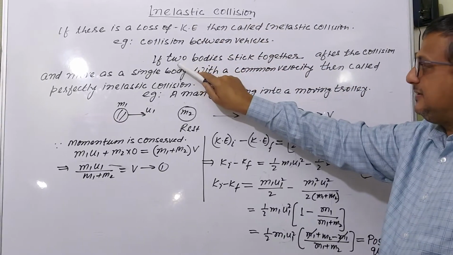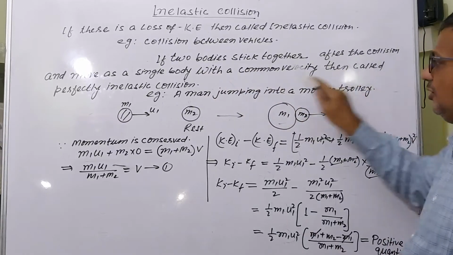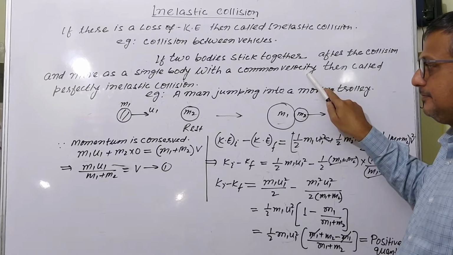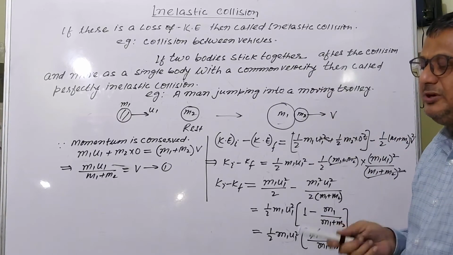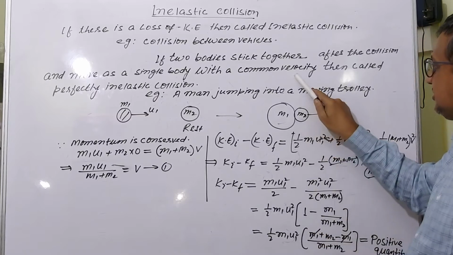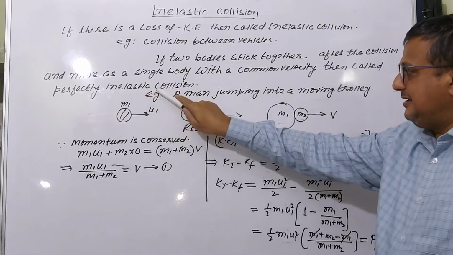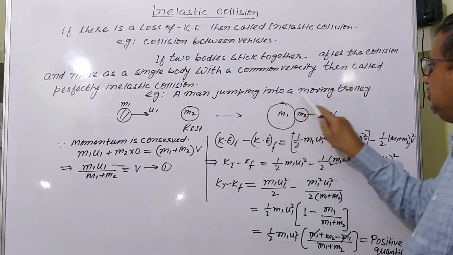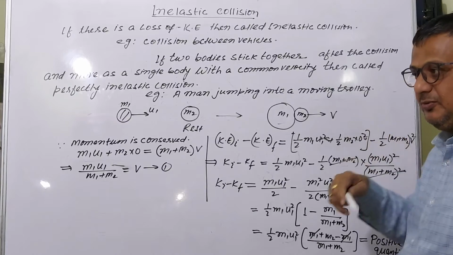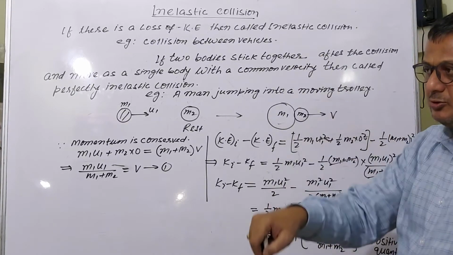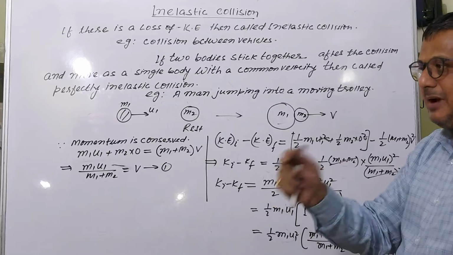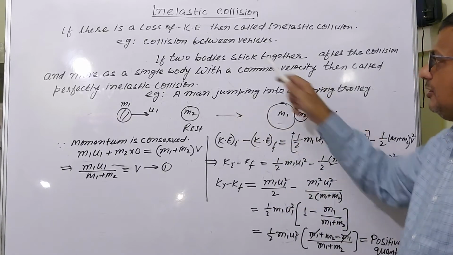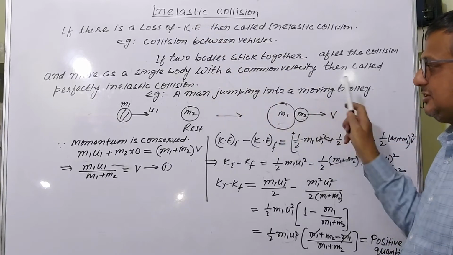In a special case, if two bodies stick together after the collision and move as a single body with a common velocity, such a collision is called a perfectly inelastic collision. For example, a man jumping into a moving trolley. The trolley is moving, a man jumps into the trolley, then trolley plus man move with a common velocity. That is why this event is called a perfectly inelastic collision.